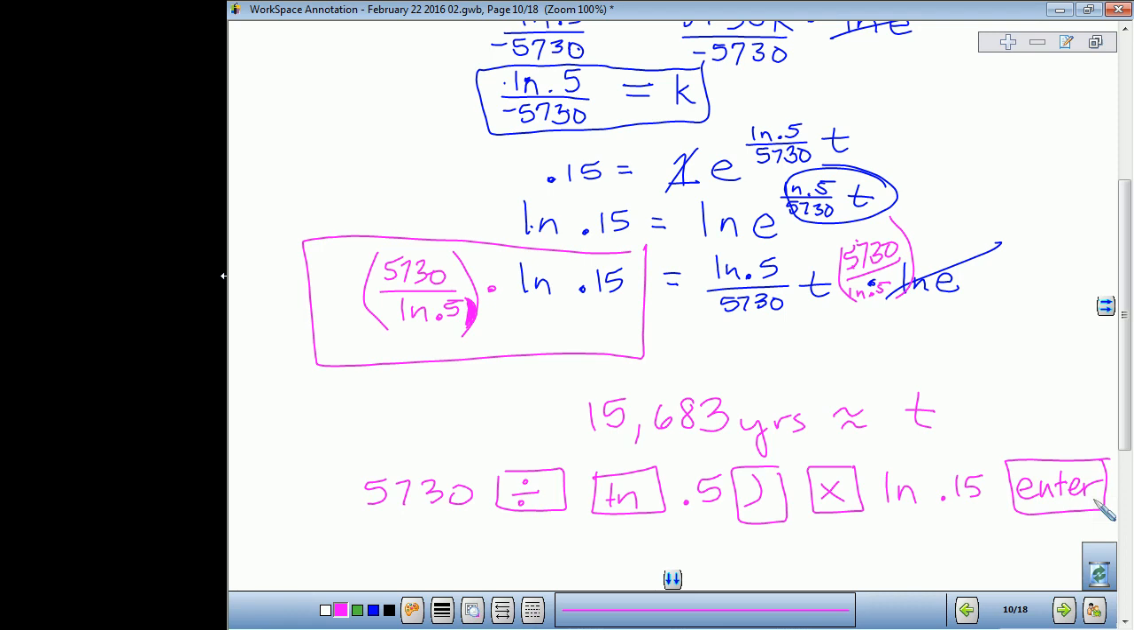That's the exact keystrokes. Wait, so how did you change ln 0.5 over 5,730 to 5,730 over ln 0.5? Because I had this fraction. So to solve for t, I had to multiply by the reciprocal. I still keep the other.